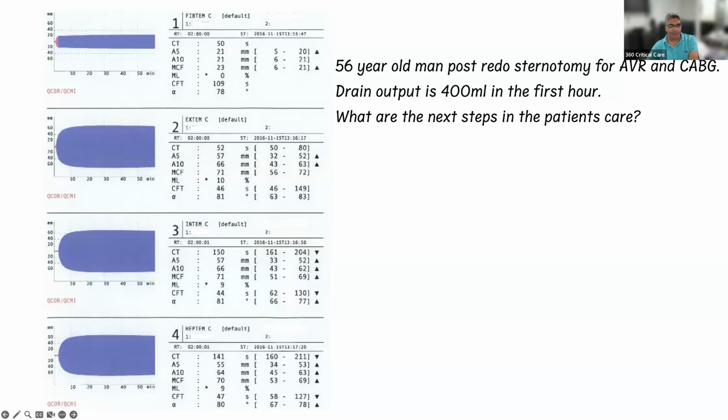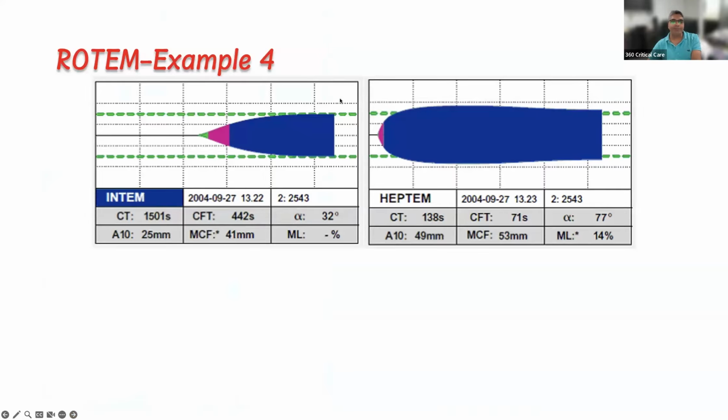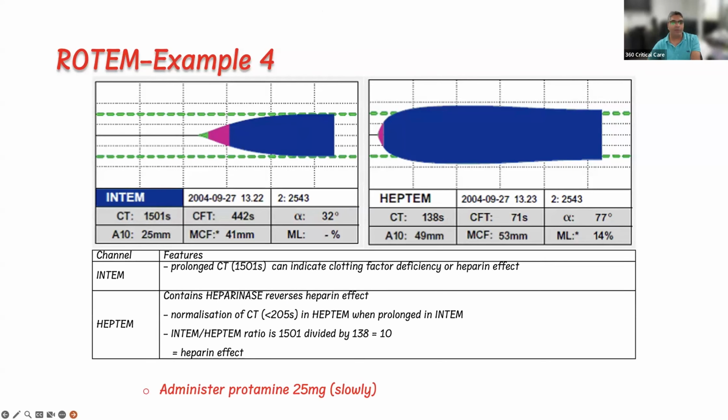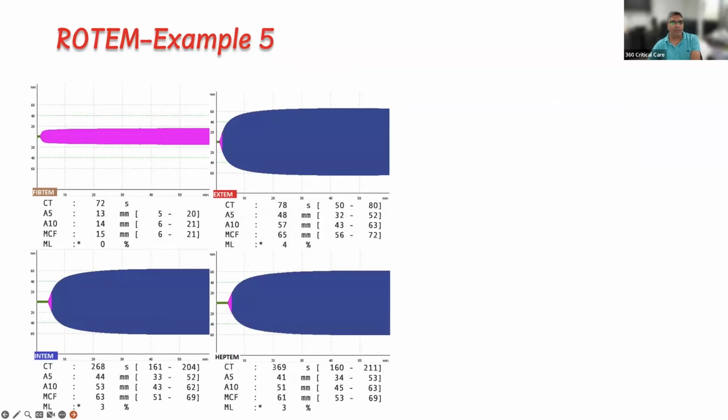Okay. This one, we talked about this already. So in INTEM, the clotting time is 1500, which is abnormal. In HEPTEM, it gets corrected to 138. So what is this? Heparin effect. Okay. So what will you do? Give protamine. Very common in the exam. Okay. What is this one?